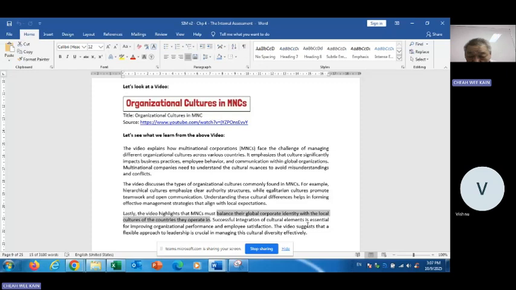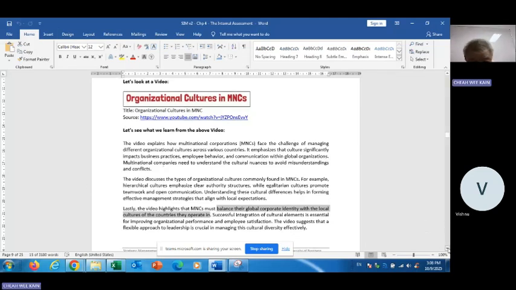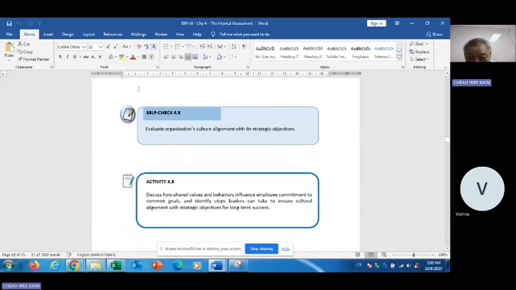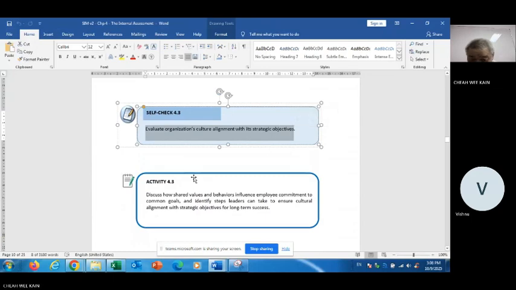They may joint venture with the local people, under the local people's own brand, using the Starbucks formula or marketing tactics or production tactics and so forth. It will be under a local brand name, not Starbucks. Okay, so depending on the culture and the environment, evaluate organization culture alignment with the strategic objective.